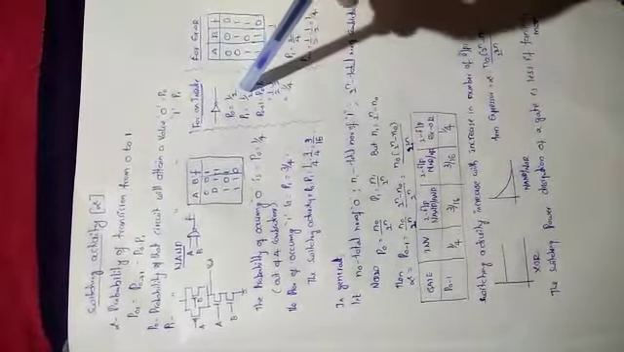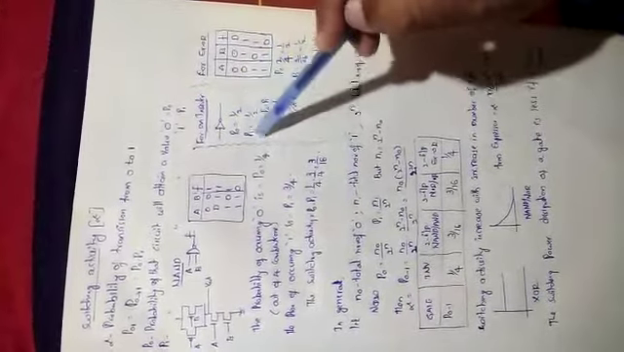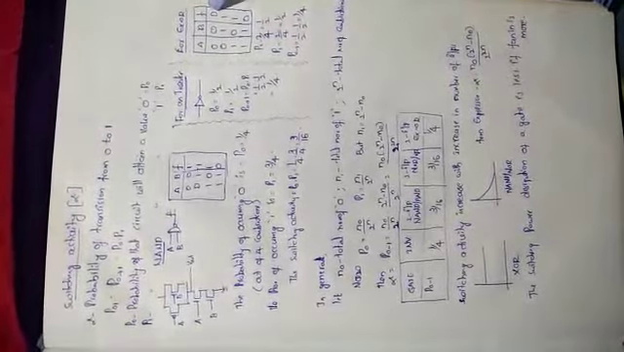Now let me go for the inverter. In case of an inverter we have only 2 combinations, 0 and 1. The total number of combinations is 2, and 0 occurs only once, so P0 is 1 by 2. P1 is also 1 by 2. This is the switching activity. Coming to the XOR gate, the total number of combinations is 4. Out of that, 0 occurs in 2 of them, so P0 is 2 by 4. The 1 also occurs 2 times out of 4. So P0 is 1 by 2 and P1 is 1 by 2.